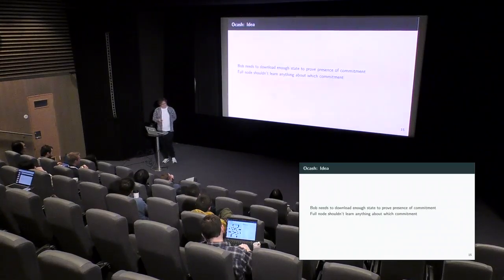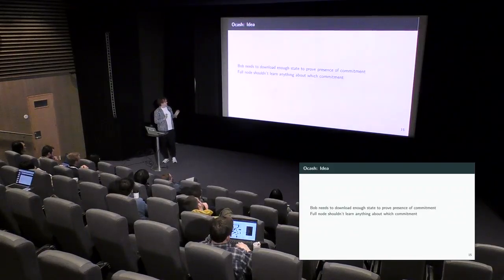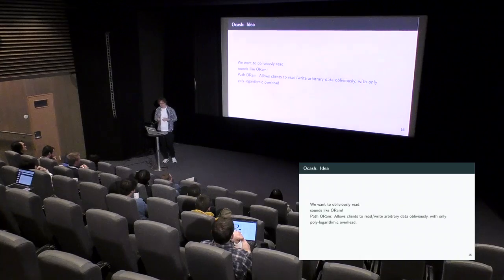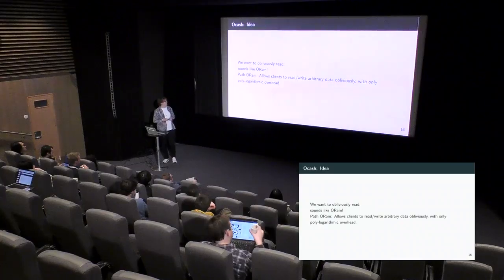So the idea behind our scheme is Bob is essentially trying to download or touch all of the possible information on the full node to make his proof. But the full node shouldn't learn anything about what it is he's touching. So the full node should see it as he reads everything, while Bob only wants to read some specific things. This sounds very similar to oblivious RAM. So we want to do an oblivious read of some subset of the data. There are other primitives that work here as well, like PIR. But we chose to build something off Path ORAM, which I'll do a short introduction to now.